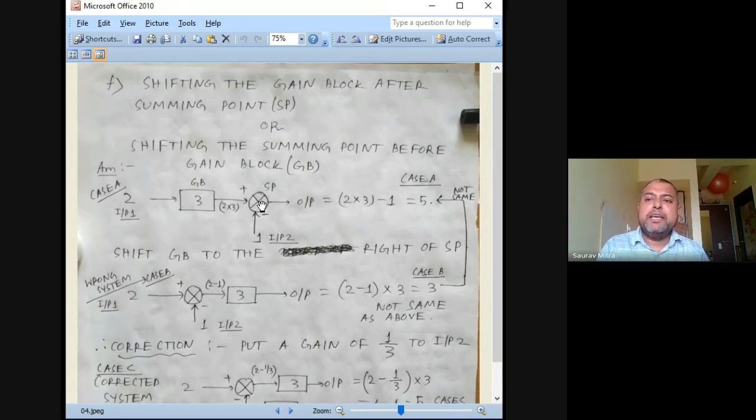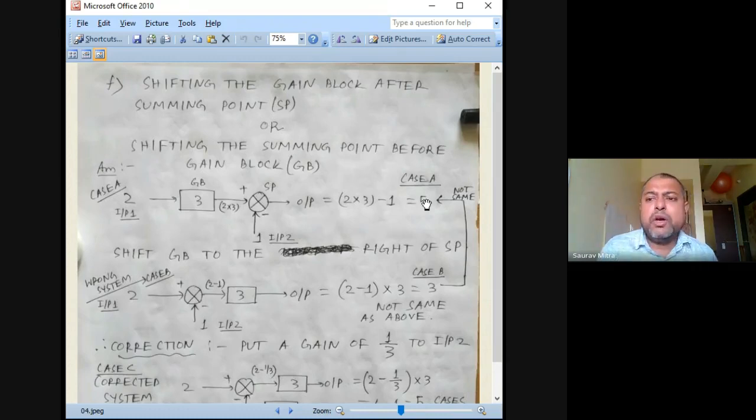It is passed through SP, the summing point. The summing point has another input, that is -1. The input is actually 1, but in negative feedback form. So this is R(s) into G(s) multiplied, minus X(s). That kind of thing we are finding. So 6 minus 1 is equal to 5.